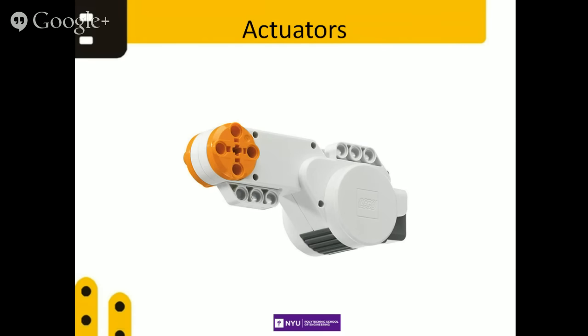Then we have actuators. This is what the NXT basic motor looks like, and you can use this one to help your robot move forward and do various tasks. This is a very low power motor. You might not actually be using this one because for some applications we need a very high torque motor, which is available with Technics kits, and we'll see that in a bit.